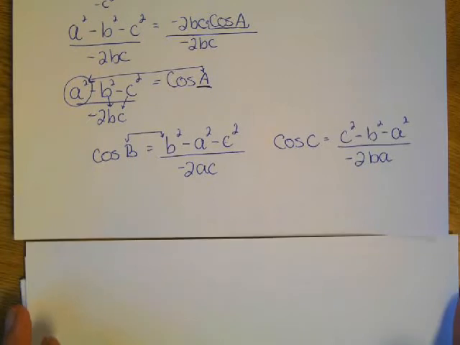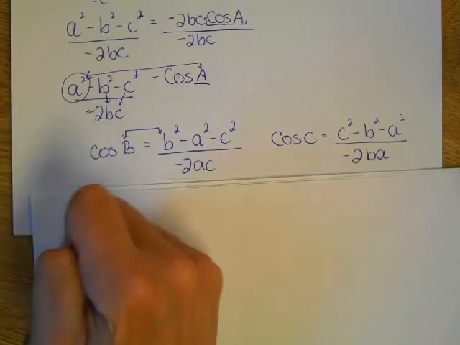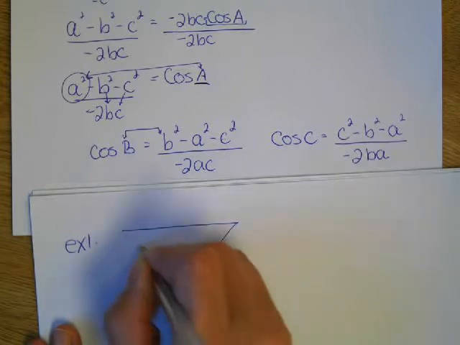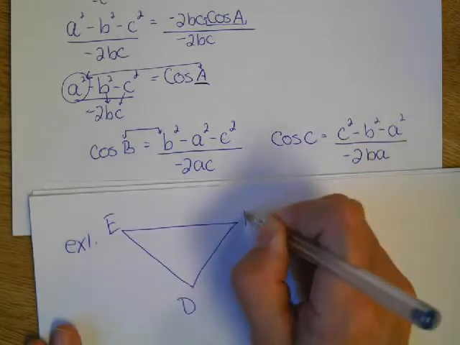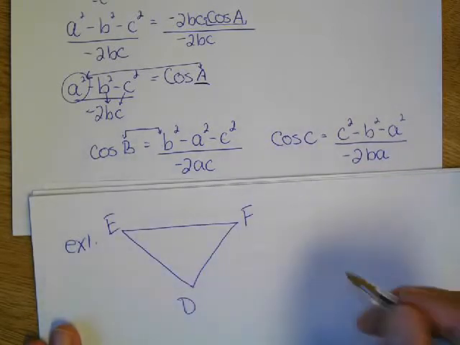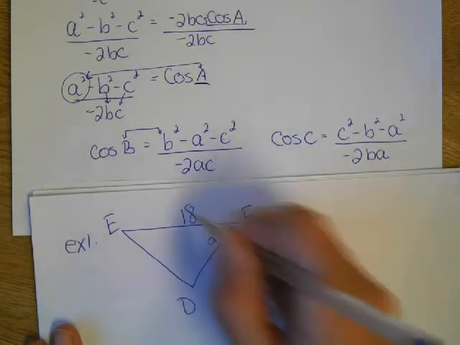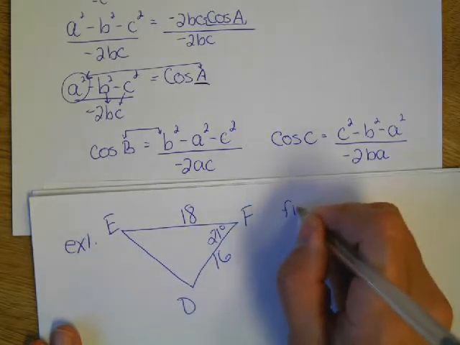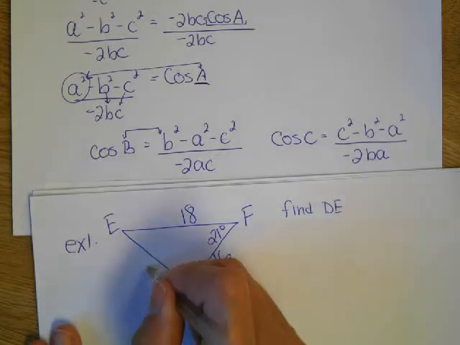So, first example. I'll leave that there so it's handy. Let's see, we got DEF. We've got 21 degrees here, 18, 16, asking you to find side DE. And DE would be little f.